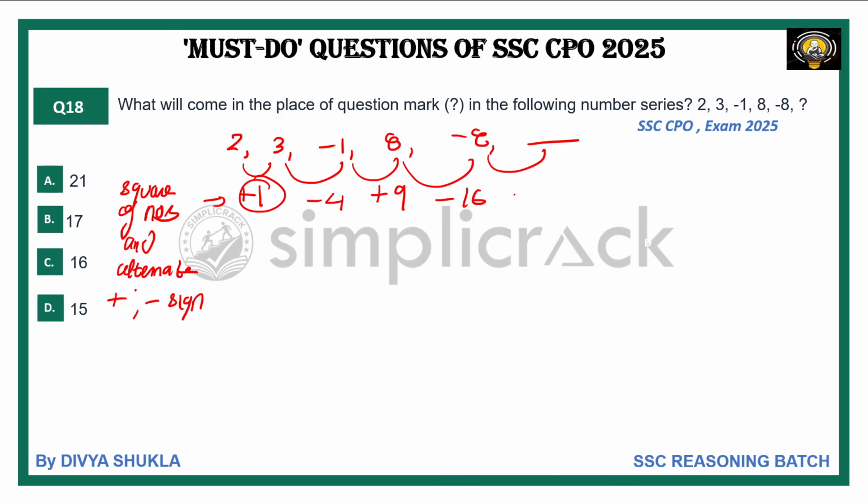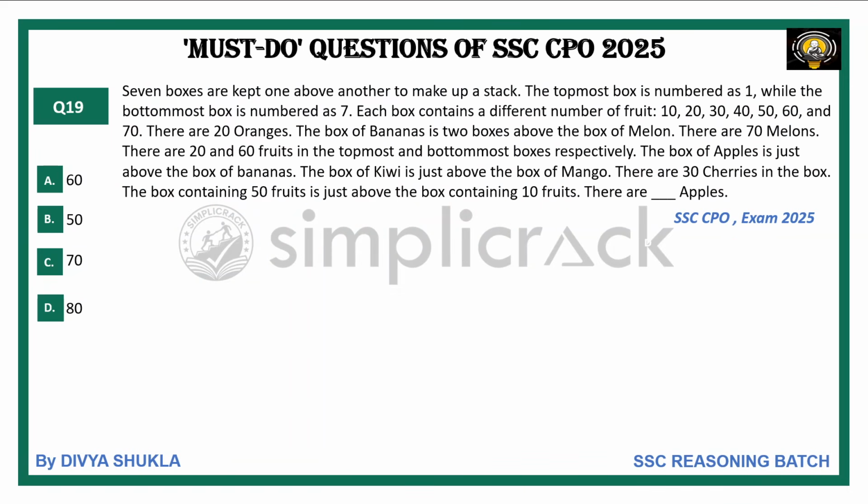That means the next number would be positive. Here I have positive, then I would have a positive number, 5 squared, that is 25. So you need to add 25 to minus 8, and you would get 17. Option B is the correct answer for this question. Let's see the next one.